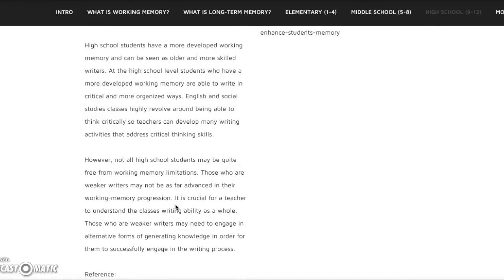However, not all high school students may be quite free from working memory limitations. Those who are weaker writers may not be as far advanced in their working memory progression. It is crucial for a teacher to understand the class's writing ability as a whole. Those who are weaker writers may need to engage in alternative forms of generating knowledge in order for them to successfully engage in the writing process.